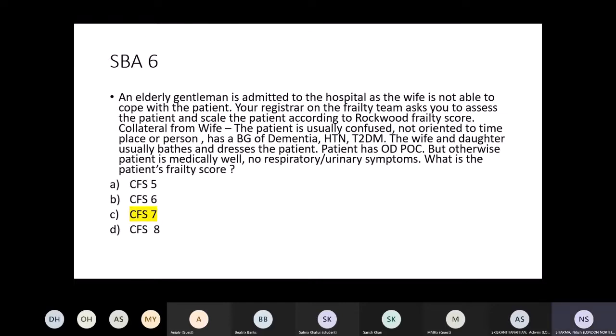Okay, so the correct answer is C, which is 7. Why is it not 8? Because the patient is not bed bound. Why is it not 6? Because the patient needs help with bathing and dressing. And definitely this is not 5, as the patient needs help with daily activities.